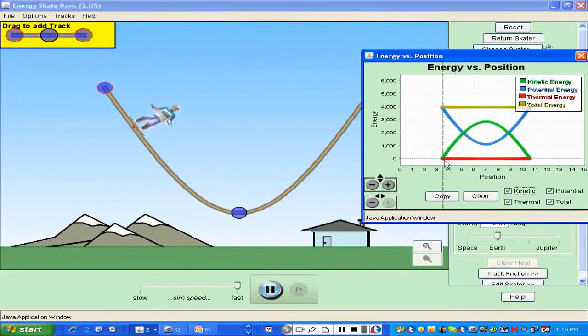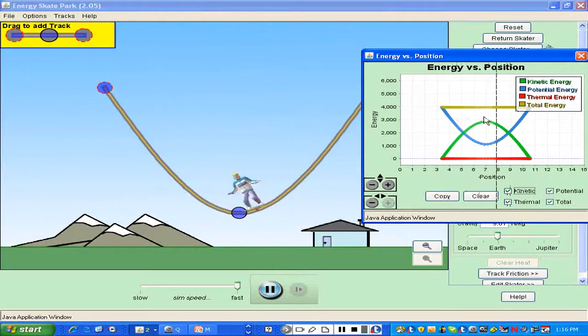The thermal energy is just simply, in this case, we're going to assume there's no loss of energy due to heat or friction. So notice the red line is 0. The total energy, which is the sum of the kinetic plus potential, is also constant up here at 4,000. And you'll notice that as the skater passes through the bottom of the arc, the kinetic energy in green reaches its maximum value, and then reaches 0. Kinetic energy reaches 0 at the extreme points here and over here.